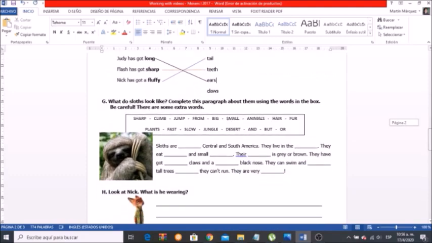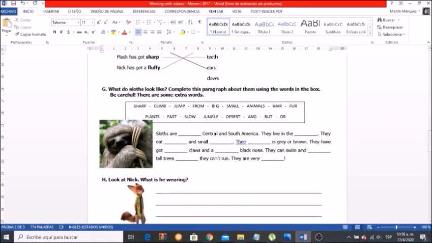Okay, let's do now exercise G. It says, what do sloths look like? Complete this paragraph about them using the words in the box. Be careful, there are some extra words. And we have sharp, climb, jump, from, big, small, animals, hair, fur, plants, fast, slow, jungle, desert, ants, but, and all. Very good, so let's start.